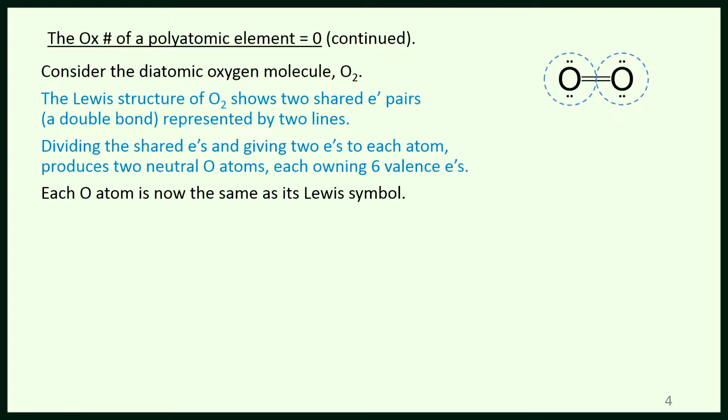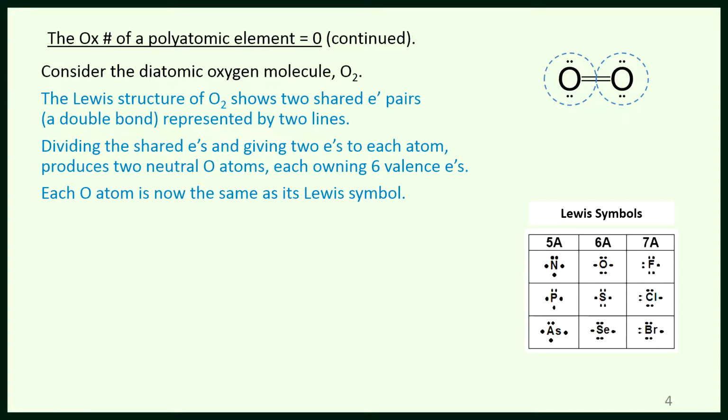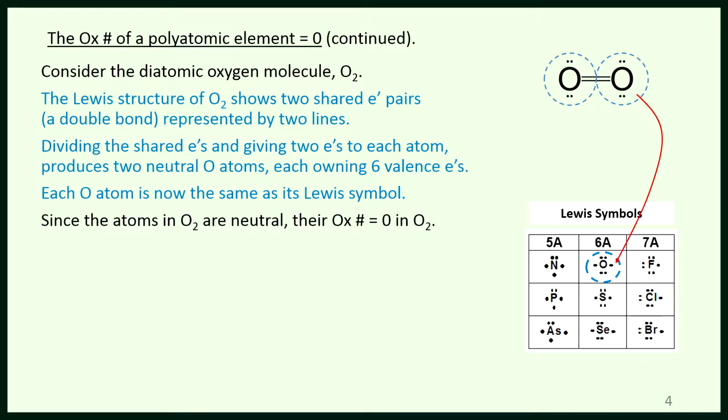Each oxygen atom is now the same as its Lewis symbol. Notice the Lewis symbol of oxygen owns 6 electrons and is neutral, and so do each of the atoms in the O2 molecule. And since the atoms of O2 are neutral, their oxidation number is 0.